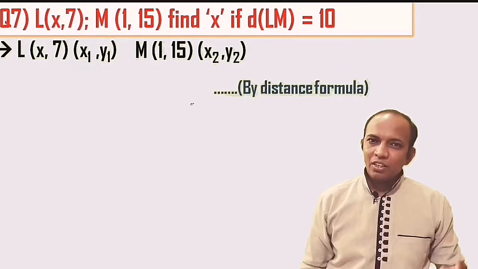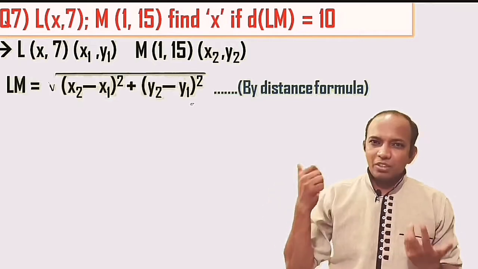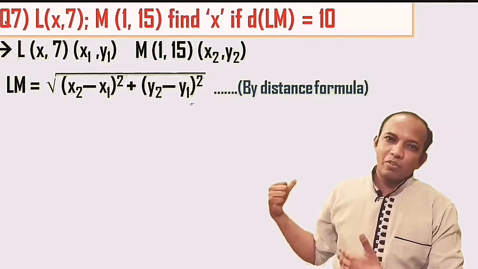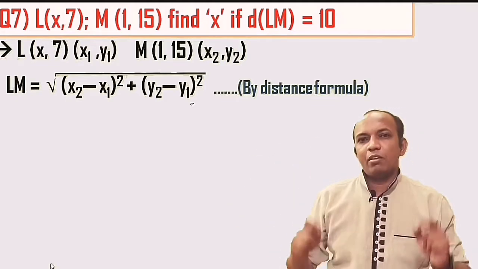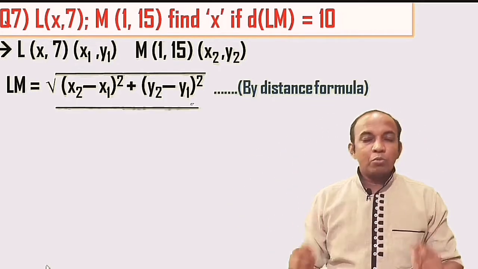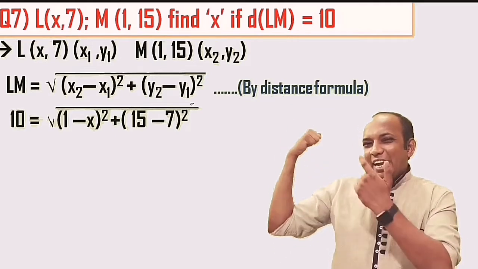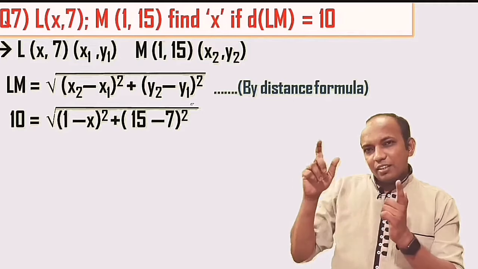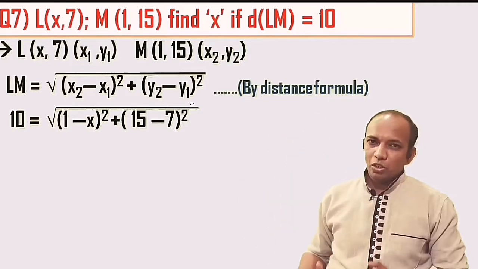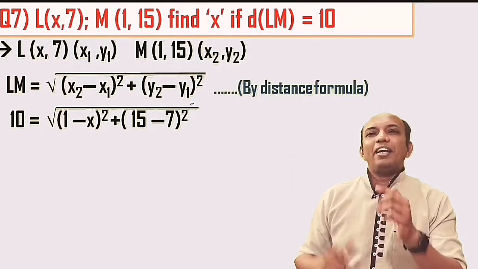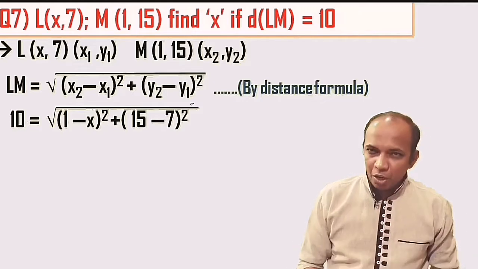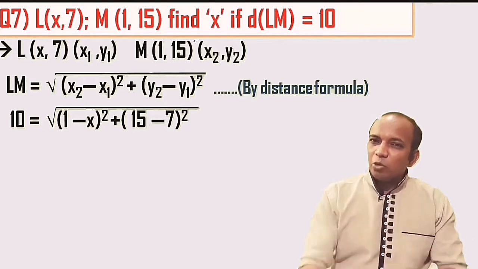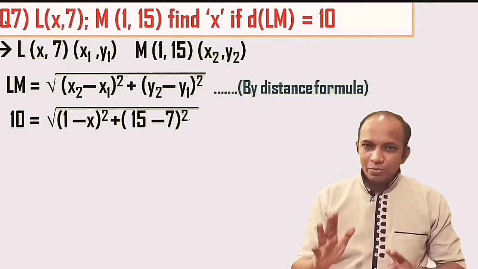Okay, so we begin with the distance formula itself. So distance LM is equal to, of course, under root x2 minus x1 whole square plus y2 minus y1 and whole square both the time. Now substitute the values. The moment you put the values inside it, you will come to know LM equals to 10. So substitute it in proper place. After that, if you check the values inside the root, you will come to know first bracket, that is 1 minus x square, cannot be calculated further. Okay, but the second bracket, 15 minus 7, we can carry out the subtraction, right? The moment you carry out the subtraction, you will get the answer 8, right?